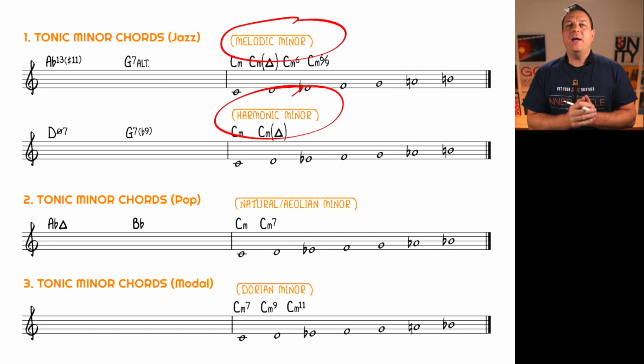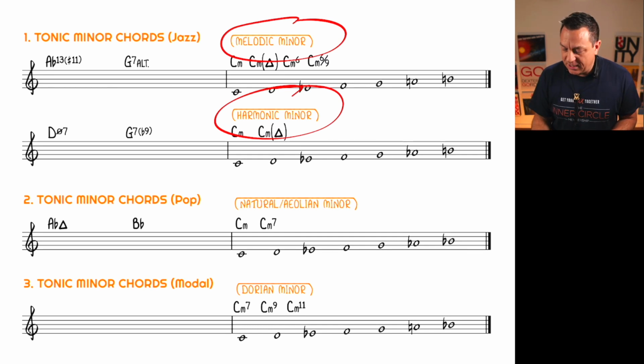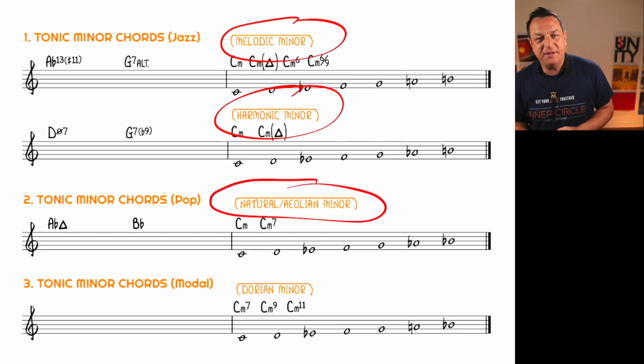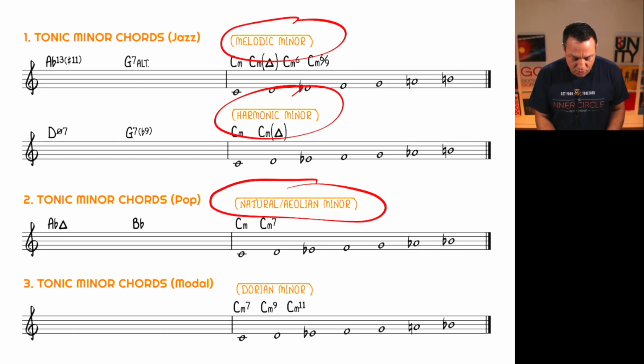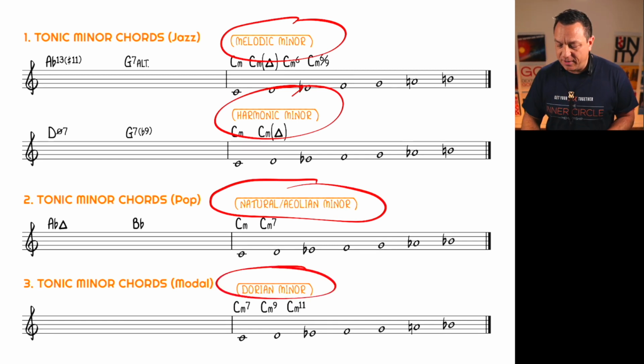If you have a tonic minor chord, which is a 1 chord, but you're in a poppy sort of sound, and you've got the flat 6 and flat 7 chords going on, then you will use the natural or Aeolian minor scale with the flat 6 and the flat 7. If you are in a modal context where the minor 7 chord doesn't move anywhere, then you will use Dorian minor with the natural 6 and flat 7th.